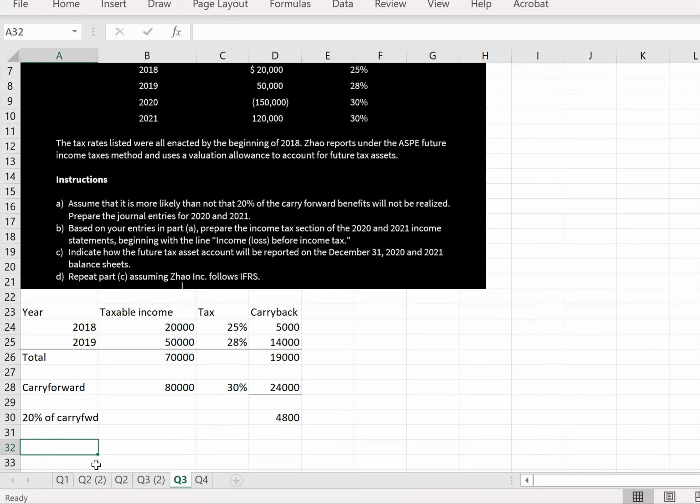So now we can get started with our journal entries now that we know what's going on. So we're talking about 2020 first of all. So we're doing December 31st, 2020 journal entries.